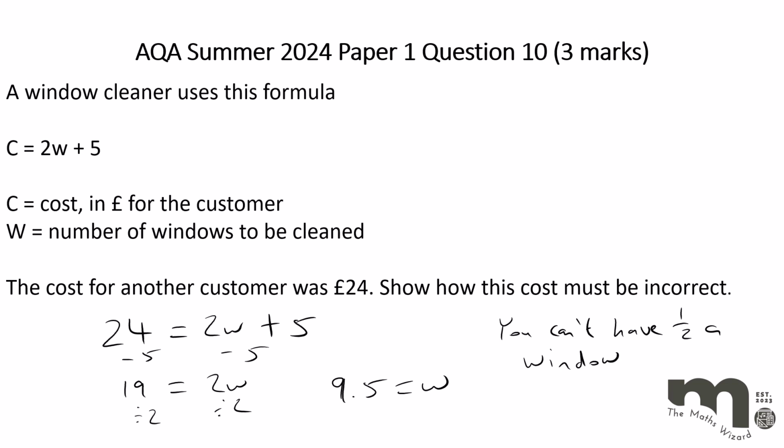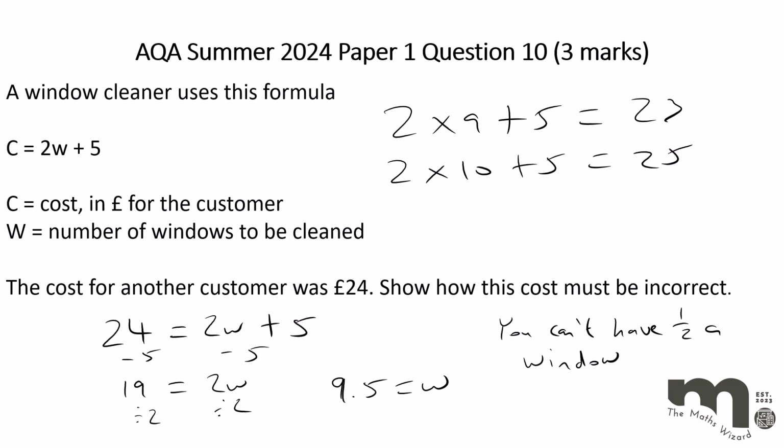The other way of proving this, you could, if you were to show the cost for 9 windows, so if you did 2 times 9, which is 18, add 5 to get 23, and if you did 2 times 10 to get 20, add 5 to get 25, you would be able to prove it using that as well. So if you were to show that the cost for 9 windows and the cost for 10 windows, that would prove it as well, that it's impossible for the cost to be £24.